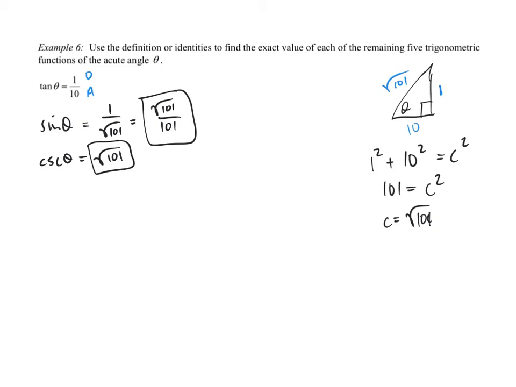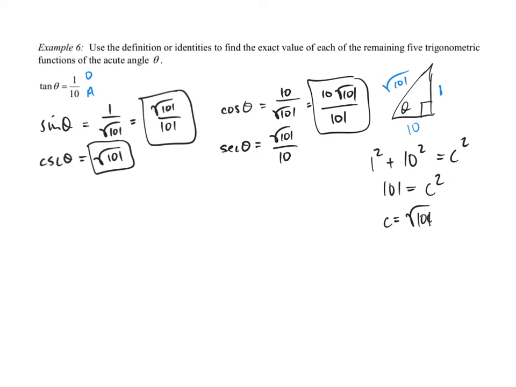Okay, so now I can do cosine theta. So cosine theta is going to equal the adjacent over the hypotenuse. So the adjacent side to my angle theta here is going to be 10 over the hypotenuse, square root of 101. So this is going to be 10 over the square root of 101. And if again I rationalize, that's going to be 10 square roots of 101 divided by 101. Okay, that means that secant theta will just be the reciprocal. And so that will be square root of 101 divided by 10, since I'm just going to take the reciprocal of this one, since that's the easiest thing to go about doing there.